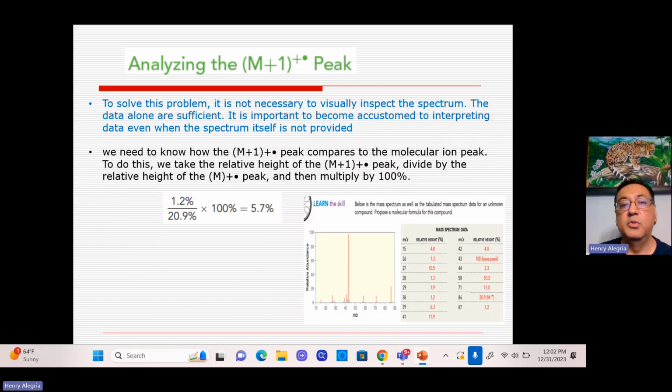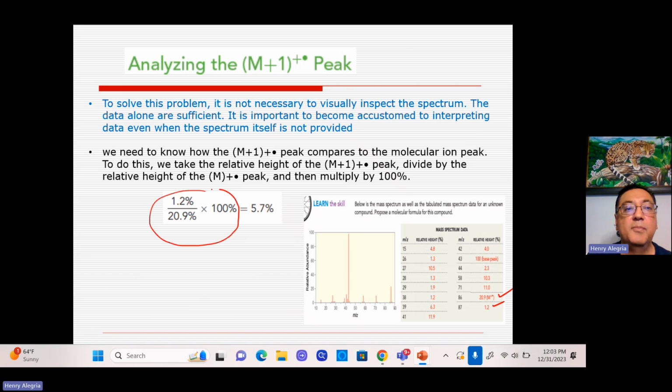So walking through this, and this example I just took straight from the client textbook. We need to know how the M plus 1 peak height compares to the height of the molecular ion peak. So to do this, we look at the relative height of the M plus 1 peak, which is 1.2%, and the height of the molecular ion peak, which is 20.9%. What we find is what is 1.2 as a percentage of 20.9.